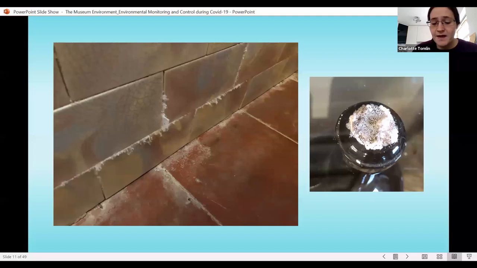The salts enter the object whilst dissolved in water. As the object dries, or as the RH drops, the salts crystallise at or just beneath the surface of the object, obscuring and sometimes removing the surface.